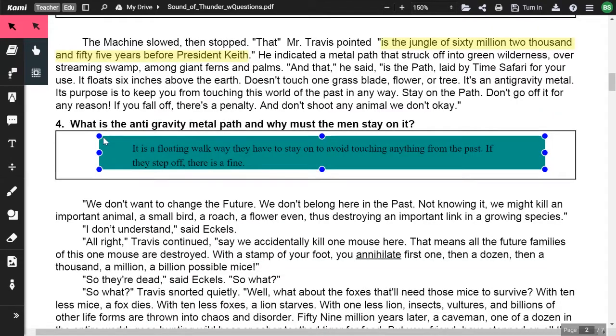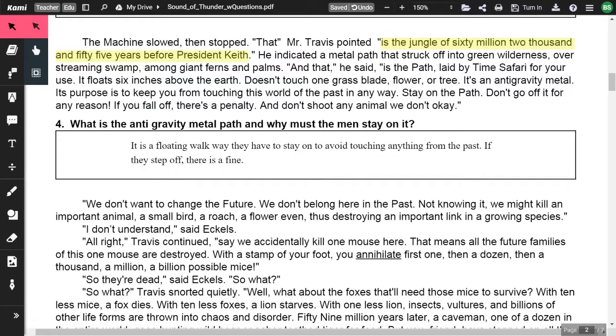Number 4, what is the path? The path is an important part to this. It's going to come into play later. So you need to understand that this path is a floating walkway, literally using fictional anti-gravity metals to float 6 inches above the earth. They have to stay on this path so that they don't touch anything from the past, and if they step off of it, there's a fine from the company. And also, since I've told you that something is going to go wrong, I'm guessing you can probably surmise that that's probably going to happen.